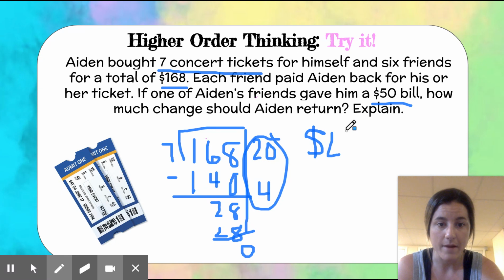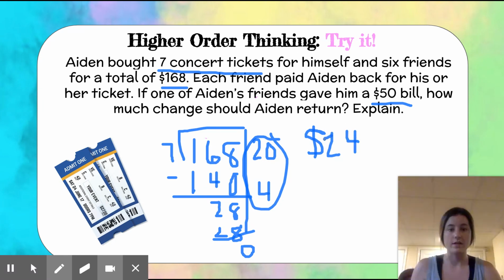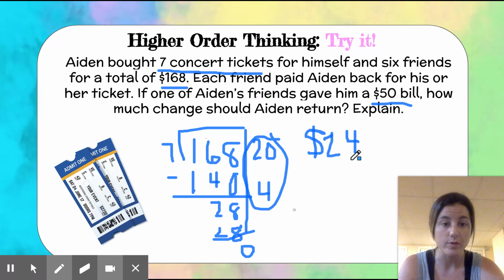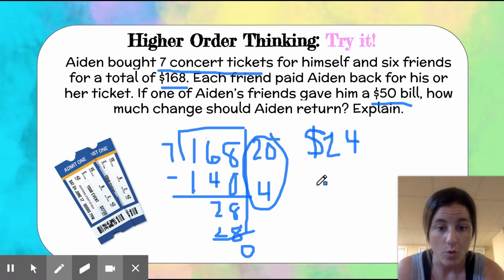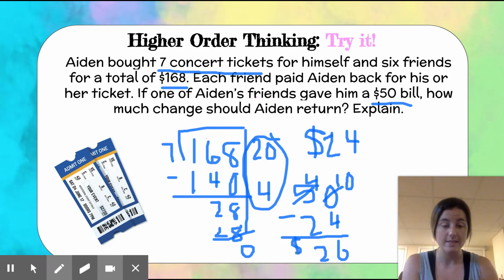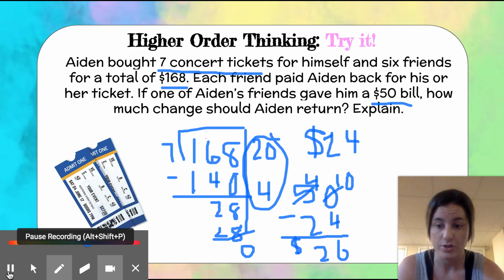But am I finished? No. It says that one of his friends paid with a $50 bill. And how much change should he receive? So you could either count up from 24 to 50, or I'll show you the other way. We could subtract 50 minus 24. This becomes a 4. 10 minus 4 is 6. 4 minus 2 is 2. Aiden's friend receives $26 in change.